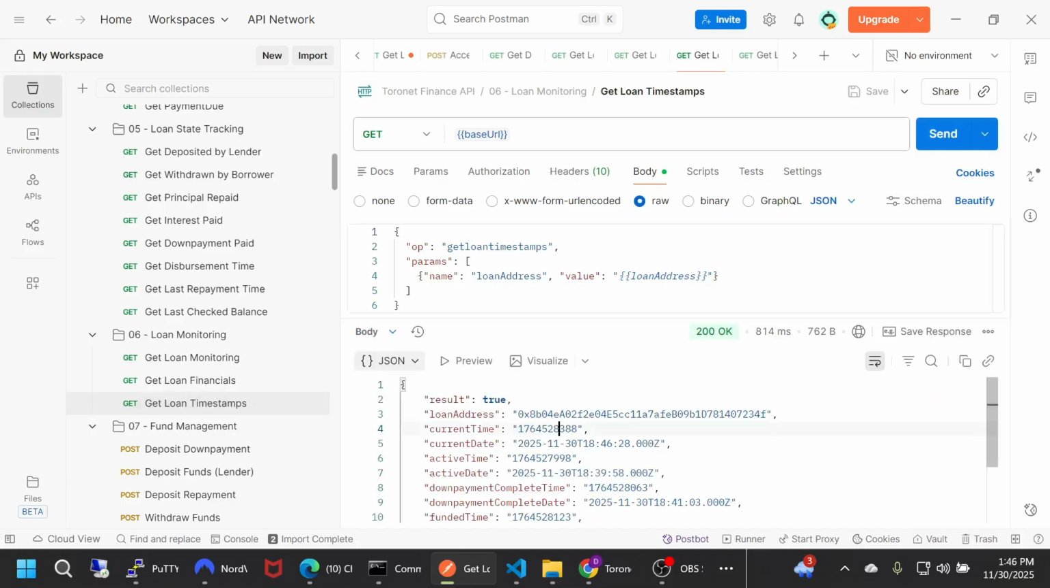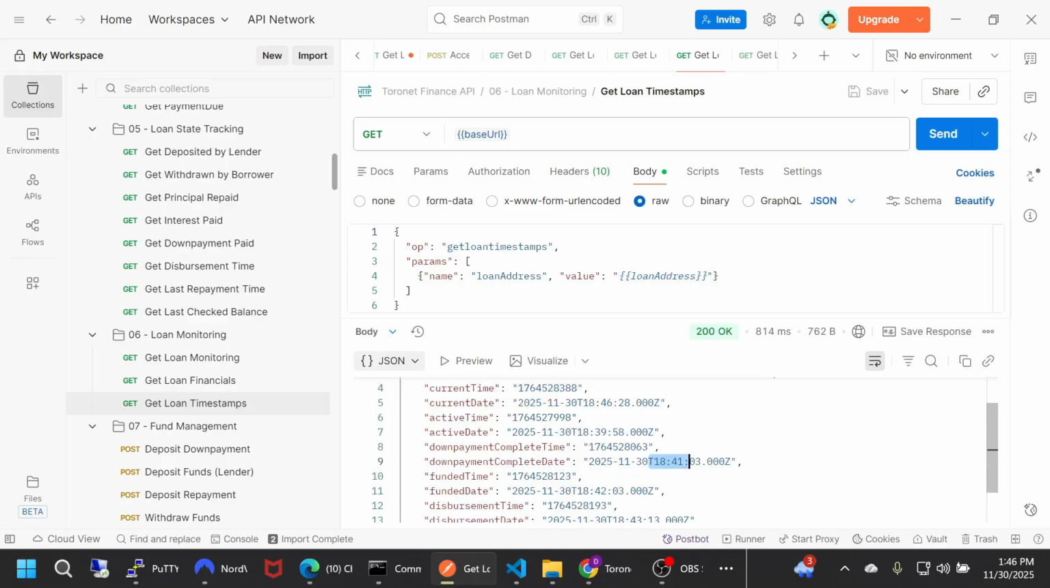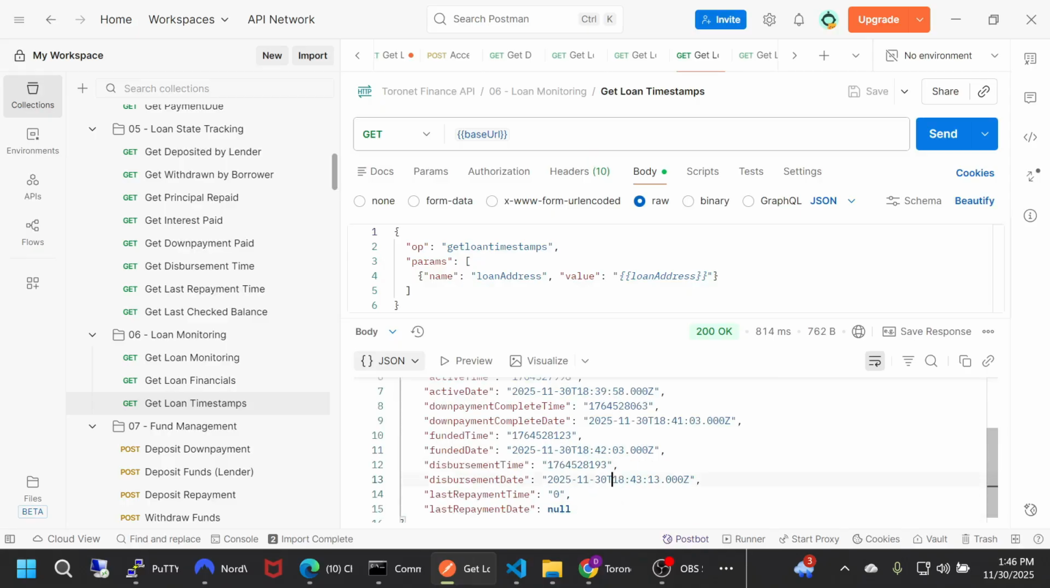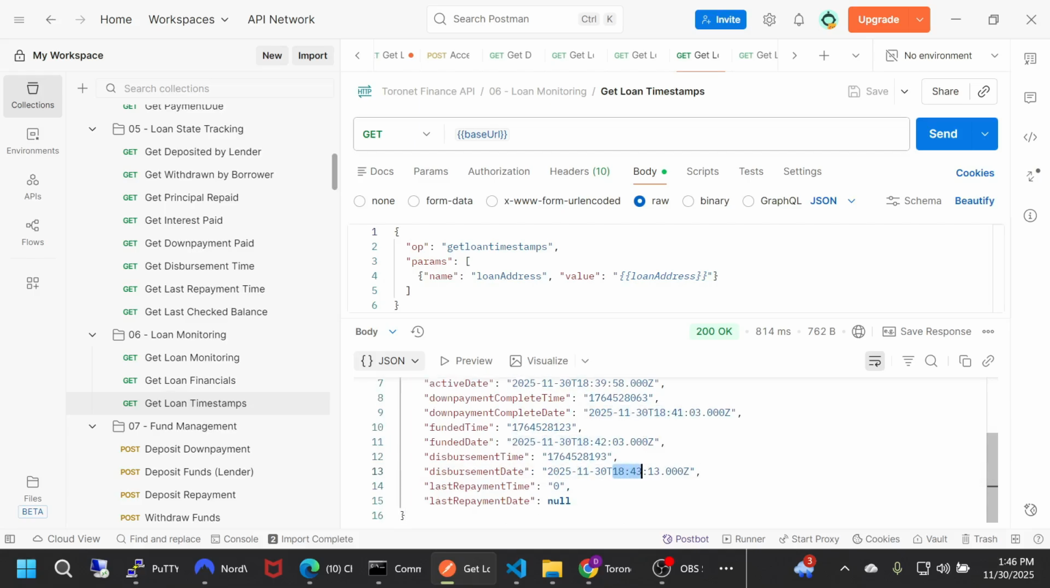All right, so the current time in UTC is 1846. Activation time is 1839. Down payment complete was at 1841. So 1846, 1841, funded at 1842, disbursed 1843. And so there's no lateness yet. So all of that is good.